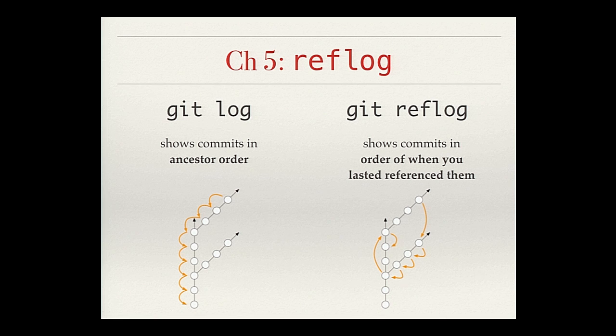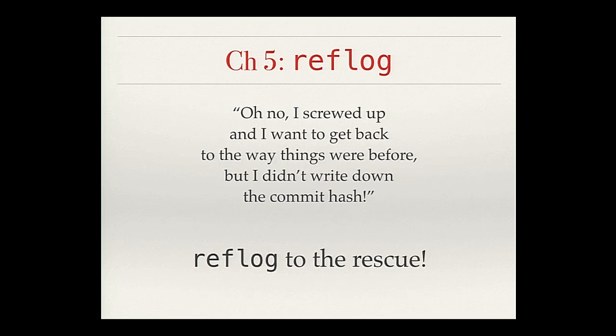So you see all these crazy arrows on the diagram, and you're wondering, what does that mean? Let me give you a concrete example. So I screwed up. I did some kind of a rebase or a cherry-pick or something, or I did a reset, and I lost the commit that I was looking for, and now everything is kind of just wonky. So I want to get back to the way things were, but I didn't write down the commit hash. So what do? Reflog will help you out.